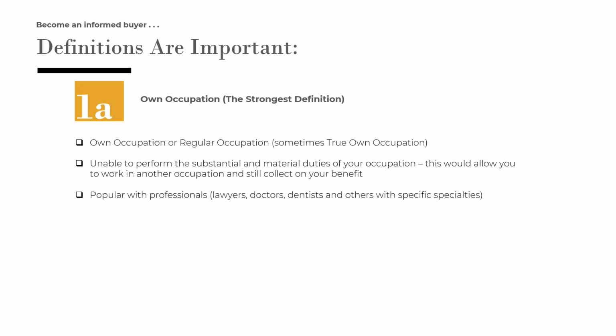So the definitions, I'm going to just kind of blast through these pretty quickly. Probably if you've ever spoken to anybody about disability insurance, you've probably heard about ONOC. Own occupation, this is the strongest definition. What this really means is if you're unable to perform substantial and material duties of your occupation, this will allow you to work in another occupation but still collect your benefits. So if, again, you were that lawyer or doctor, you could become a Starbucks barista if that was your desire after becoming disabled, and this policy would still pay.